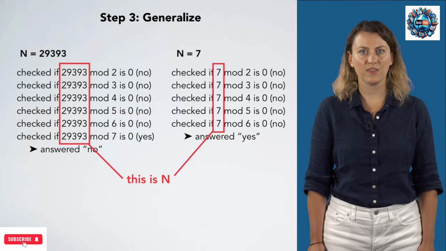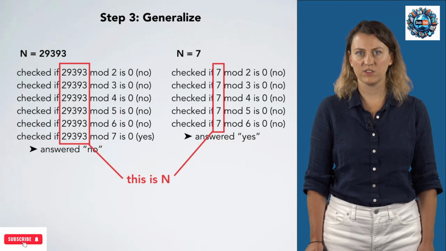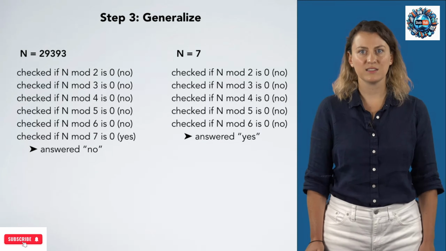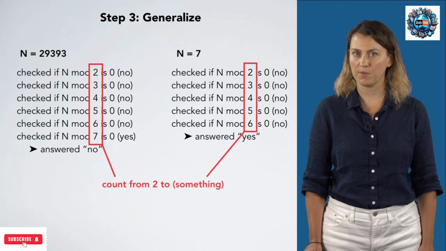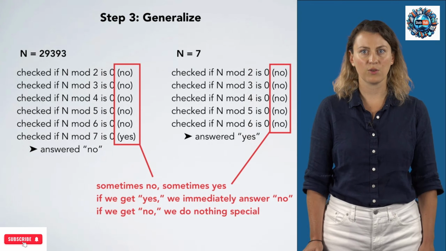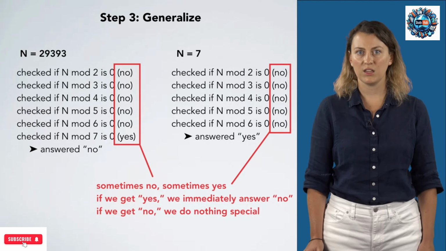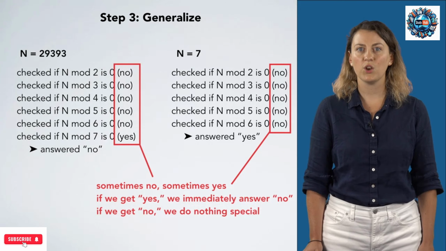We check if 29,393 is divisible by 2 through 7, and we check if 7 is divisible by 2 through 6. Logically, it makes sense to always test n for divisibility so that we can update our steps to reflect this generalization and replace these numbers with n. Next, you might notice that these steps are now repetitive, except for these numbers, which count from 2 to something, and except for our answer, which is sometimes no and sometimes yes. If we get yes, as in n mod 7 is 0, then we immediately answer no, and if we get no, as in all the rest of these checks, we do nothing special.